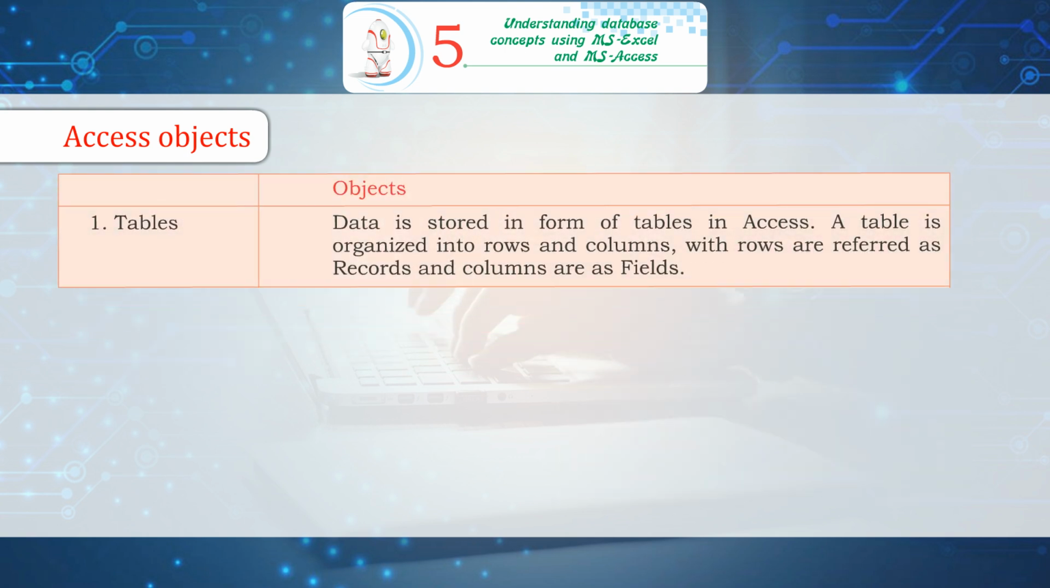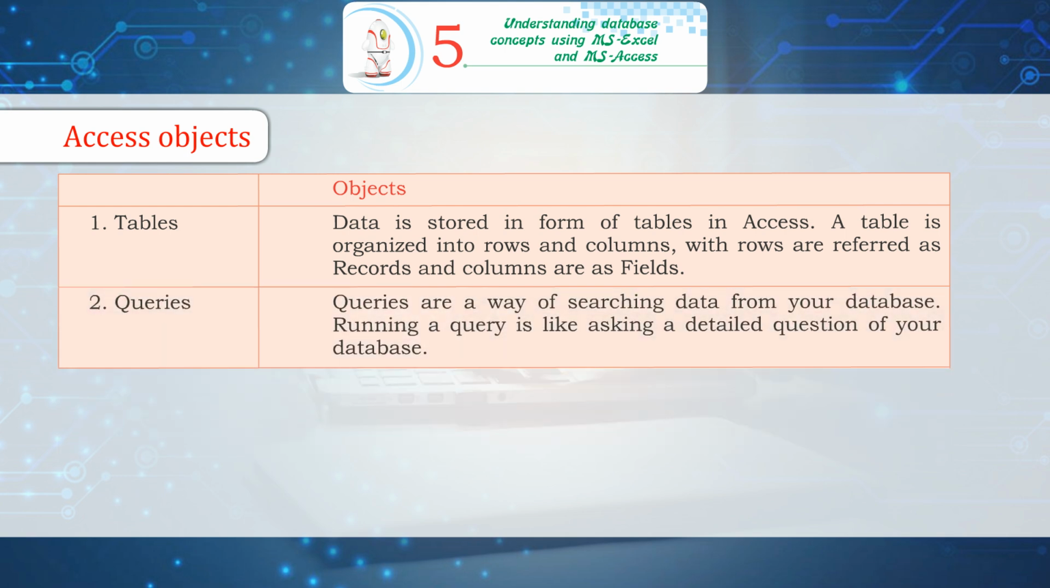Objects. 1. Tables. Data is stored in the form of tables in Access. A table is organized into rows and columns, with rows referred to as records and columns as fields. 2. Queries. Queries are a way of searching data from your database. Running a query is like asking a detailed question of your database.